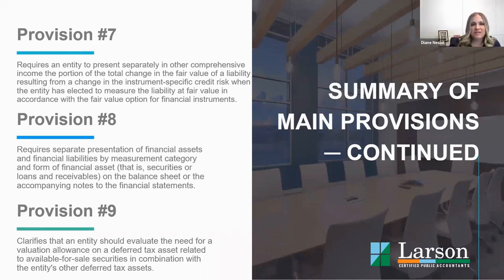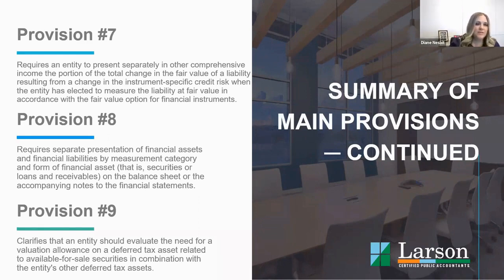Next item is this update requires separate presentation of financial assets and financial liabilities by measurement category and form of financial asset. That is, if it's a security or loan and receivable, and this is on the balance sheet, or you can do it in the accompanying notes to the financial statements. And a little bit later on in my presentation, I have a sample set of financials and footnotes so that we can walk through what that will look like.